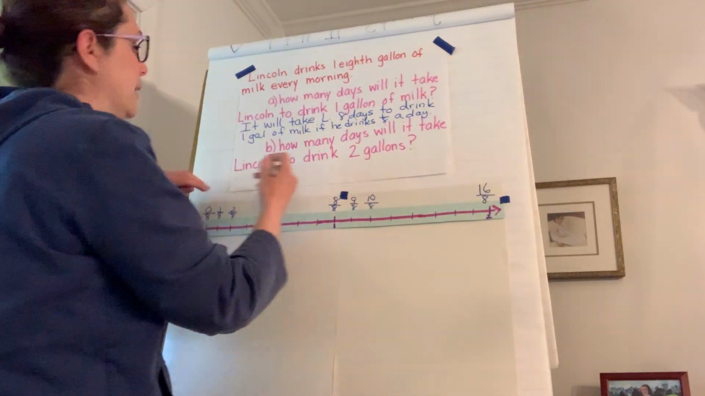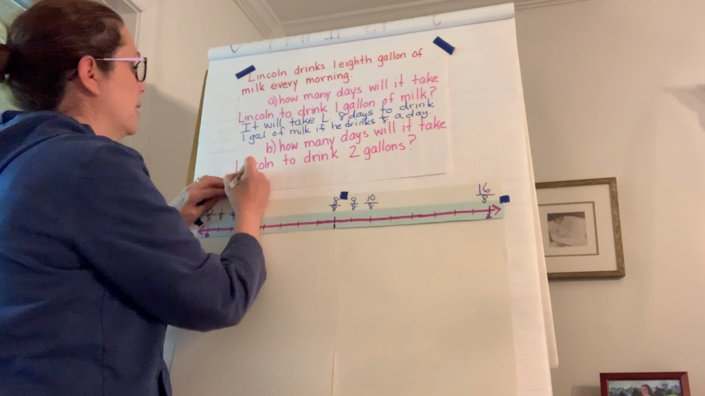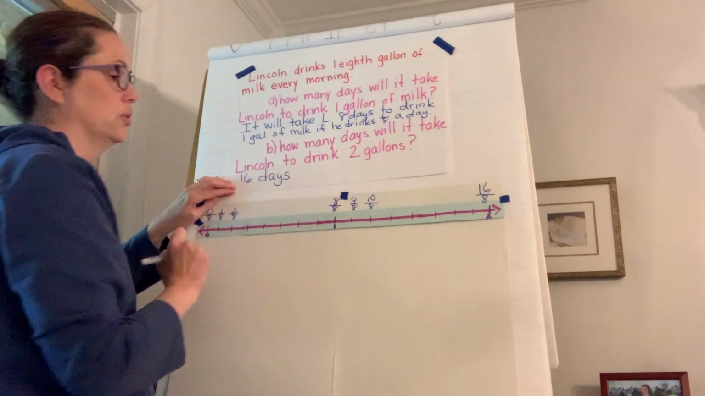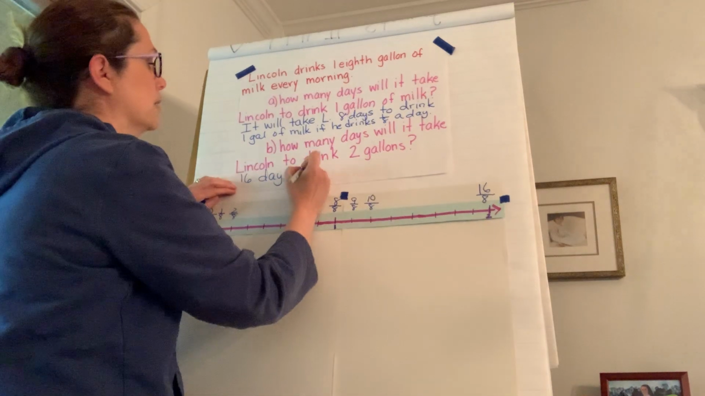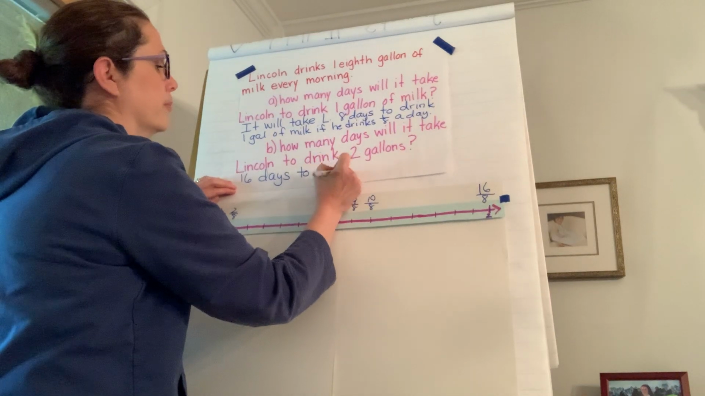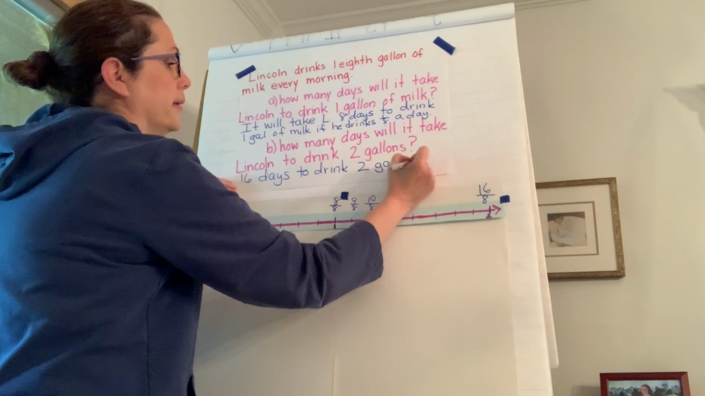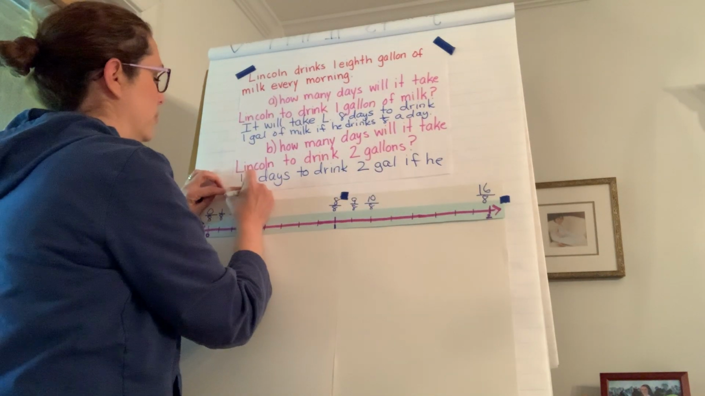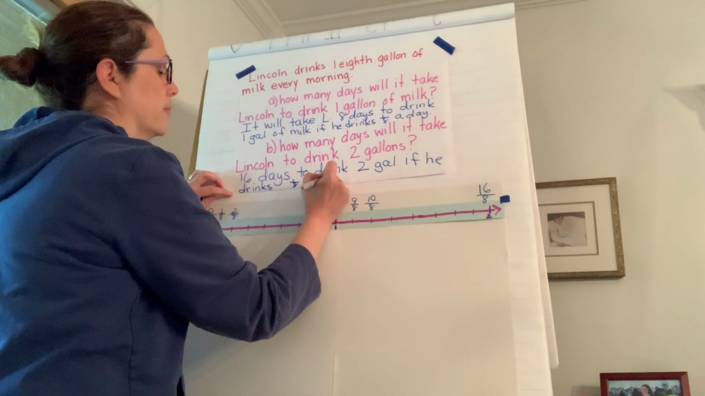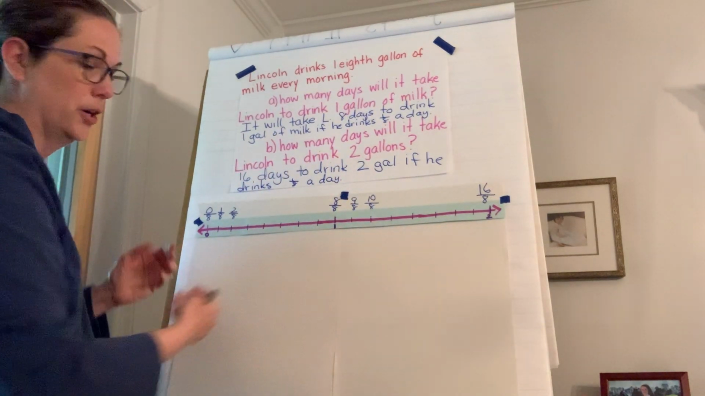So how many days will it take Lincoln to drink 2 gallons? I would write a whole sentence, okay, but I'm trying to move quickly. So I would say 16 days. That's how long it took him to drink 2 gallons. 16 days to drink 2 whole gallons if he drinks 1/8 a day. 1/8 gallon of milk a day. Okay, and that's how you would show it on your number line.